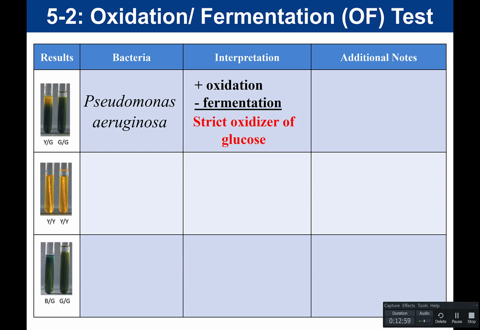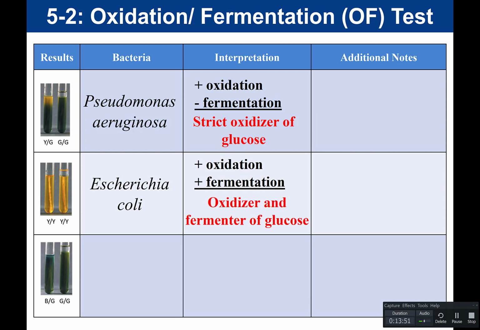Now, if we look at the next one, notice that the next organism is yellow throughout for the oxidation tube, and it's yellow throughout for the fermentation tube. This is going to be our E. coli, Escherichia coli. Did bacteria oxidize the sugar? Yes, because it's yellow in the tube without mineral oil. Did bacteria ferment the sugar? Yes, because it's yellow throughout the fermentation tube as well. So this one is positive for oxidation, positive for fermentation. It's able to both oxidize and ferment the glucose. We would say that this bacteria is an oxidizer and a fermenter of glucose.